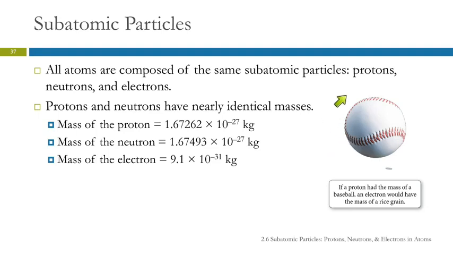And here's an analogy to help us understand the relationship there. If the proton had the mass of a baseball, then an electron would have the mass of a rice grain. So really, really tiny.